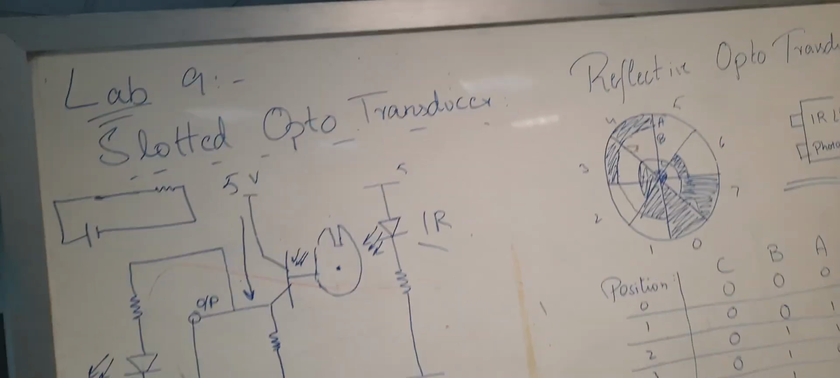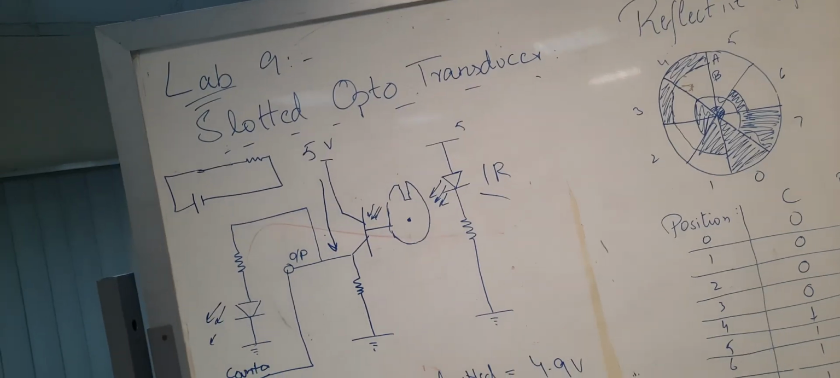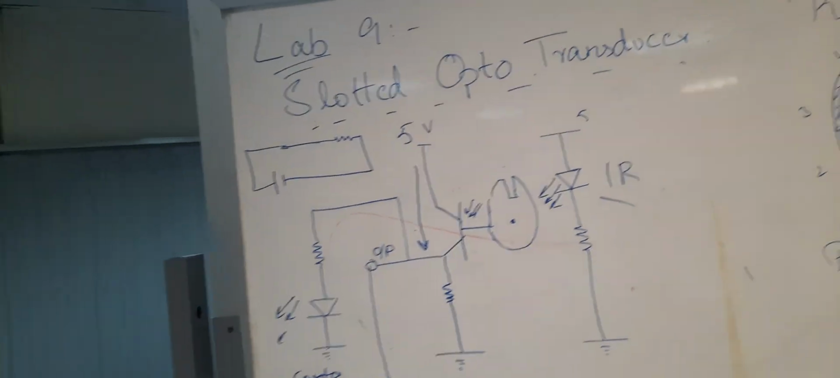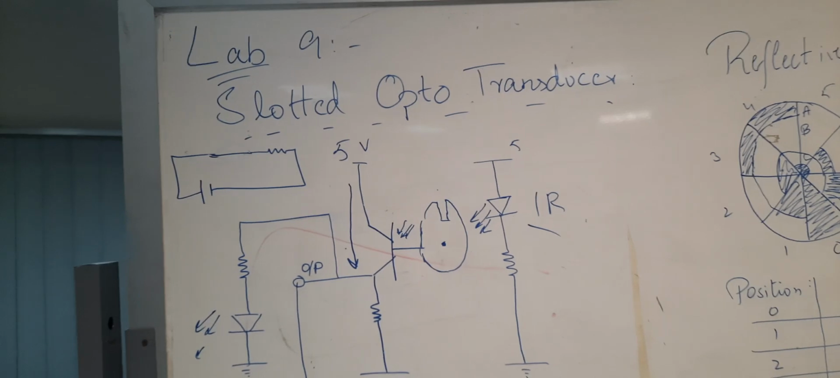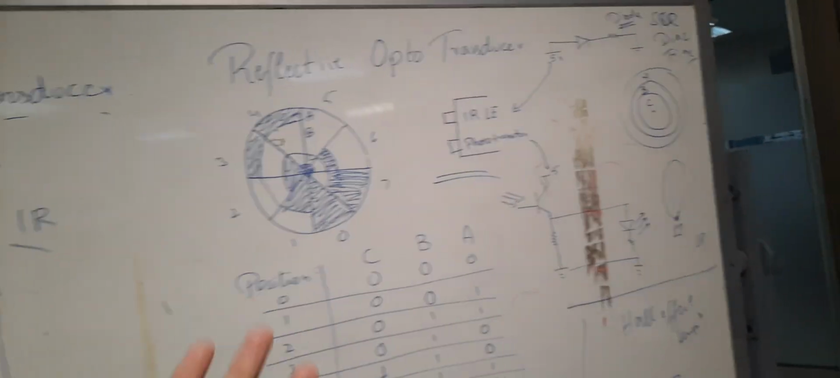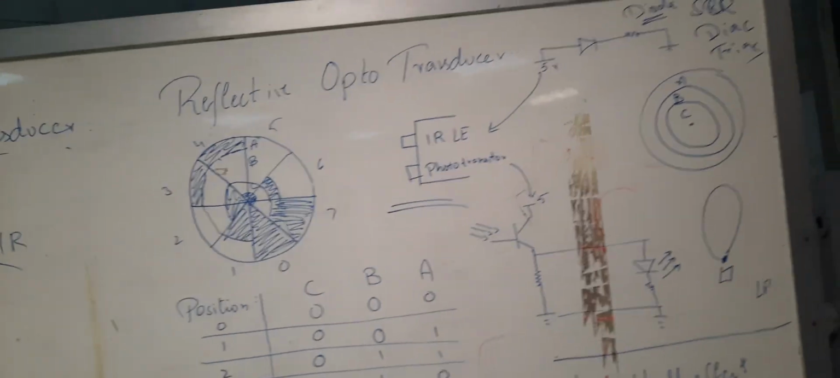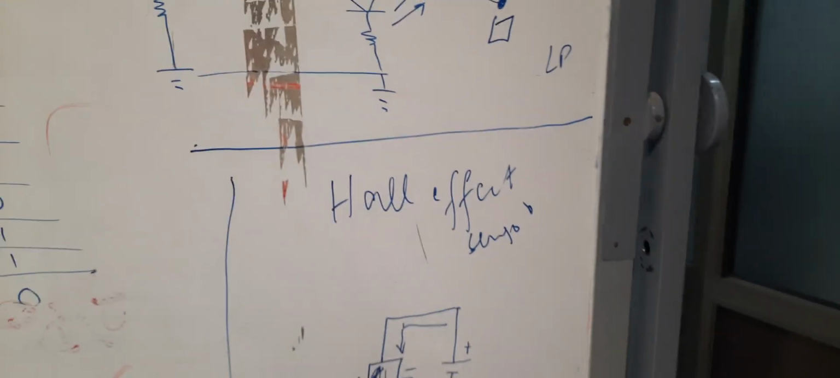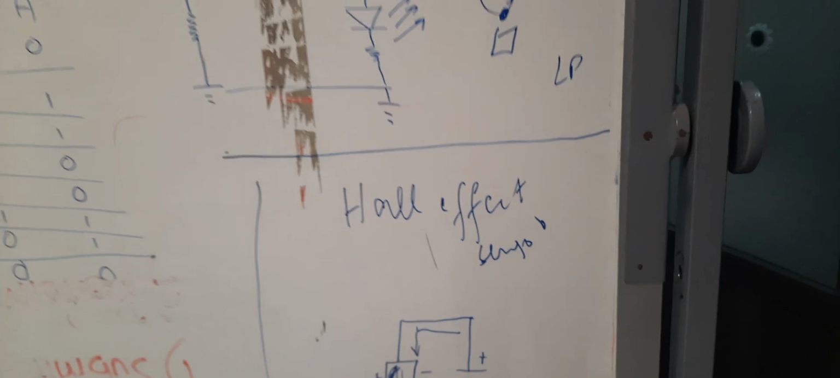Assalamualaikum. In lab 9, we studied three sensors which are used mainly to find rotational speed. The first one is the slotted opto transducer, the second one is the reflective opto transducer, and the third one is the Hall effect transducer, or Hall effect sensor.